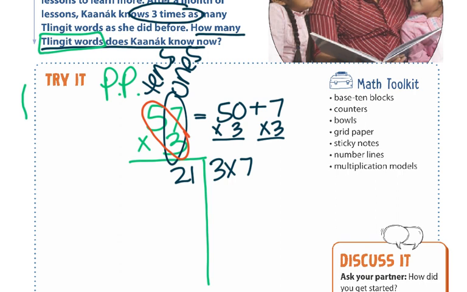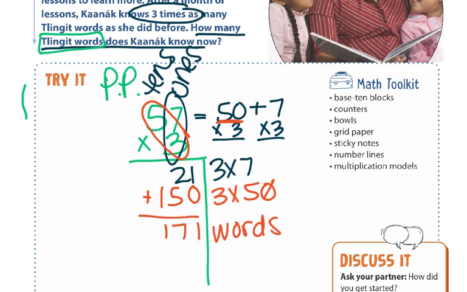3 times 5, is it 5 or is it 50? It's 50. 3 times 50, using the power of 10, I scoot that 0 over. 3 times 5 is 15. Now I'm ready to add. 171 words.